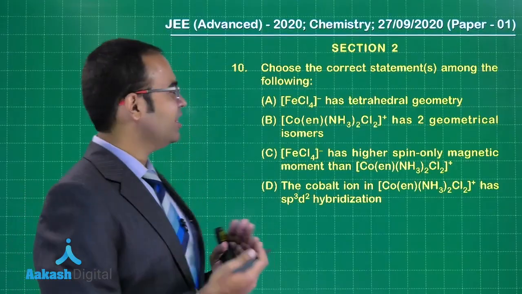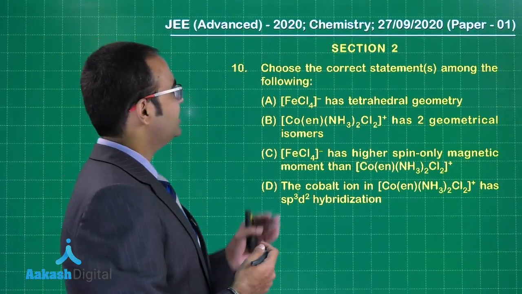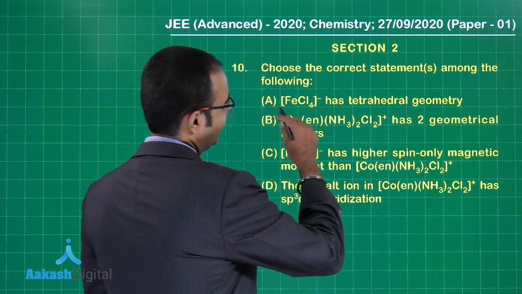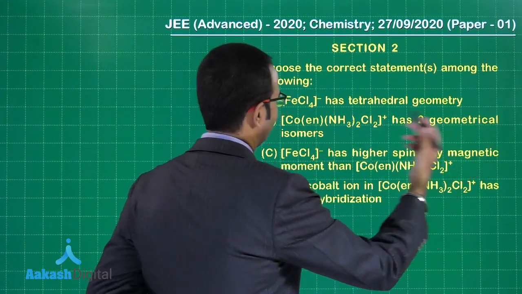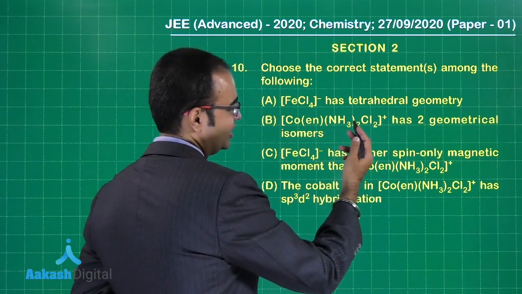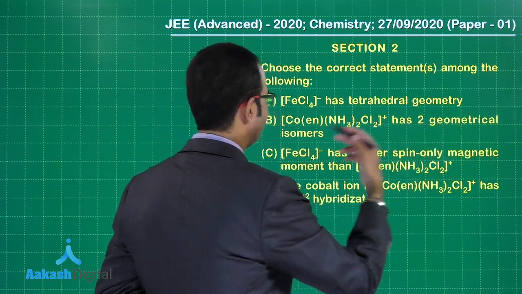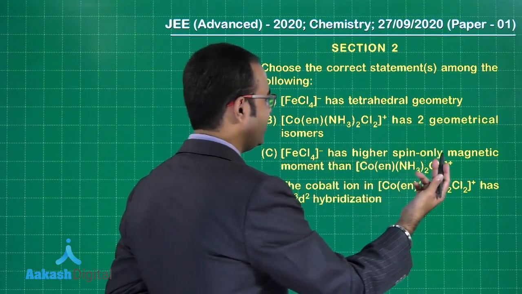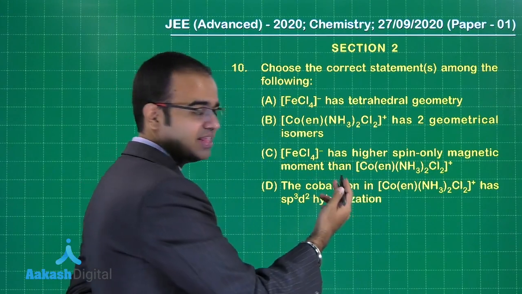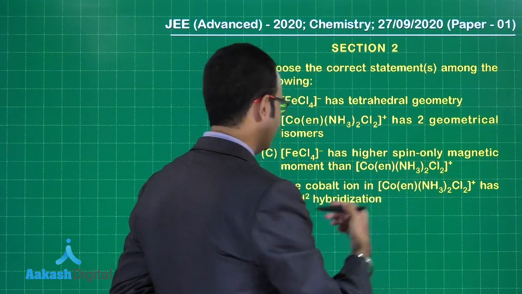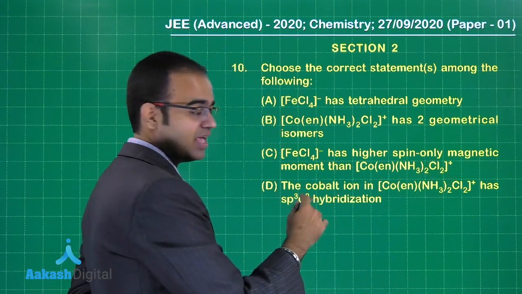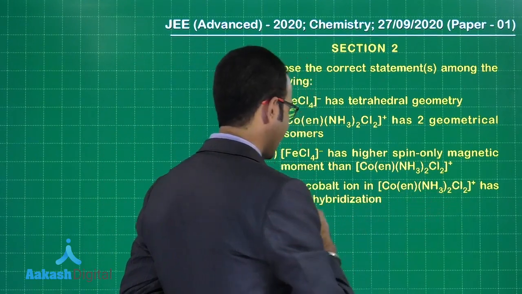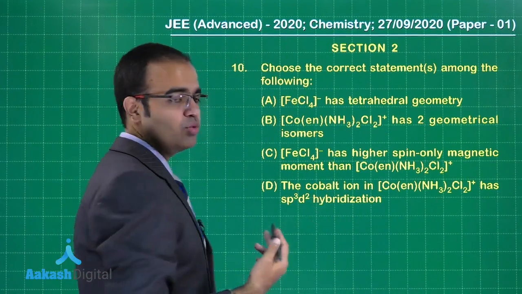So let us look at the 10th question of section 2, guys. Choose the correct statement amongst the following. First option, FeCl4 minus has tetrahedral geometry. [Co(en)(NH3)2Cl2]+ has two geometrical isomers. FeCl4 minus has higher spin only magnetic moment than [Co(en)(NH3)2Cl2]+. The cobalt ion in [Co(en)(NH3)2Cl2]+ has sp3d2 hybridization.